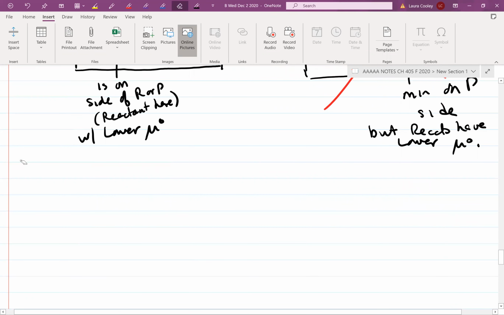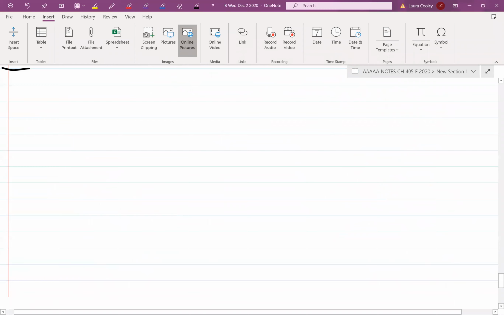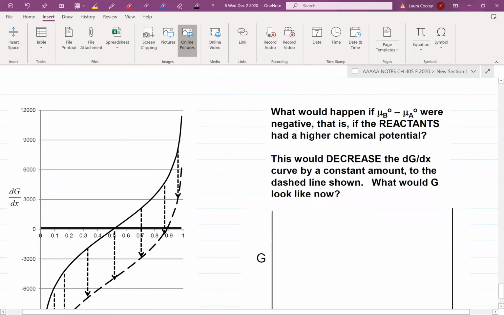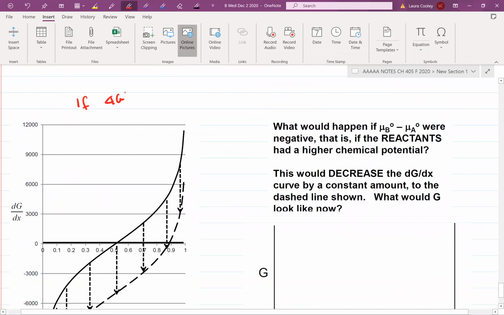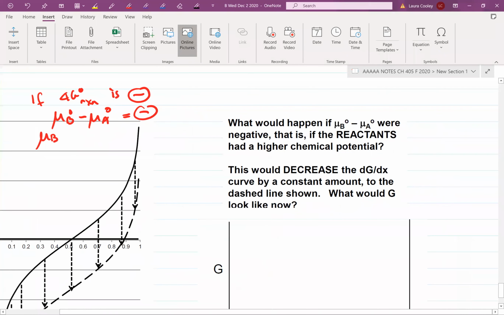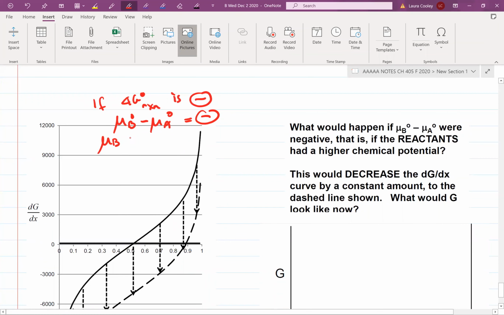And then finally there's the opposite situation, right? So this is what happens if delta G 0 is negative. So remember, it's mu B 0 minus mu A 0. What if it's negative? That means that mu B is smaller than mu A.